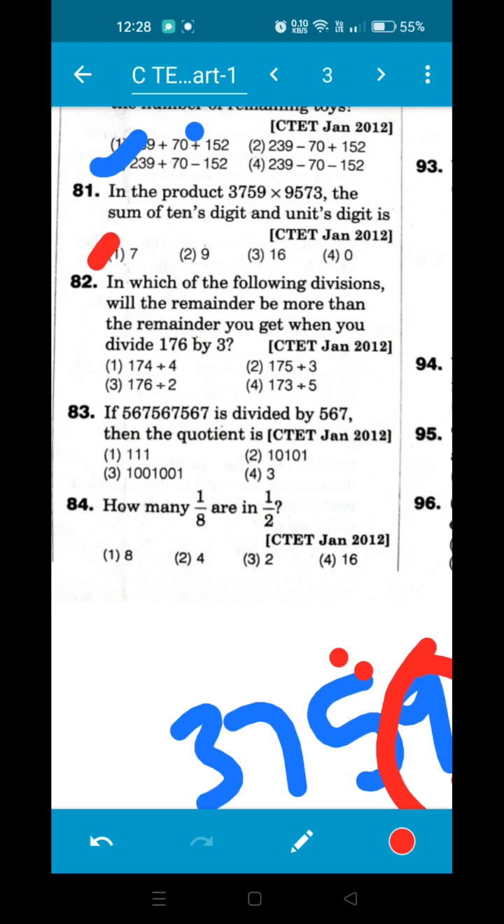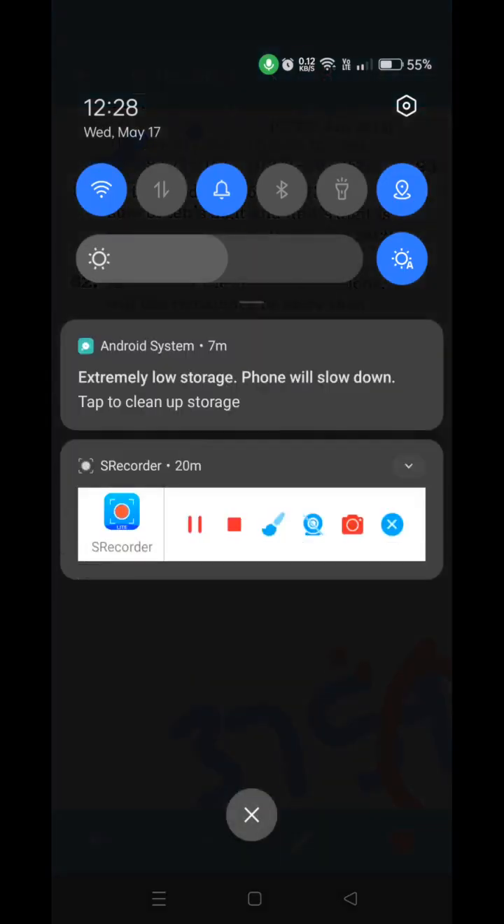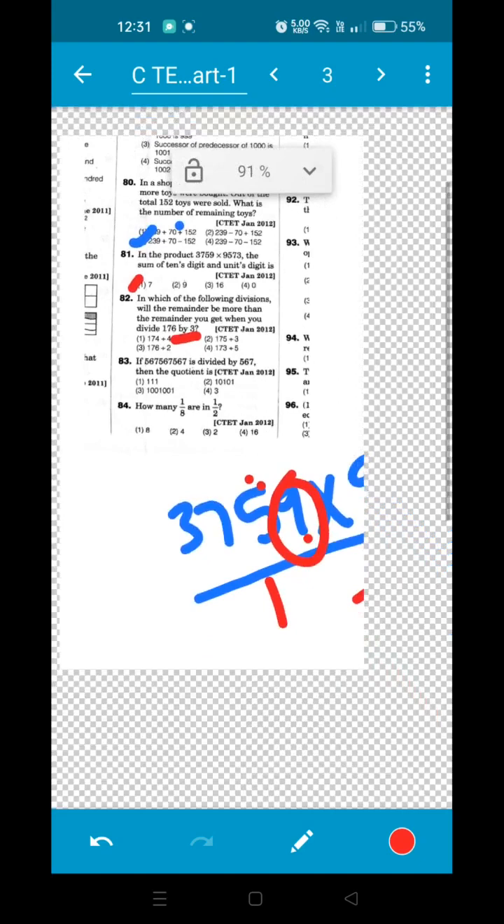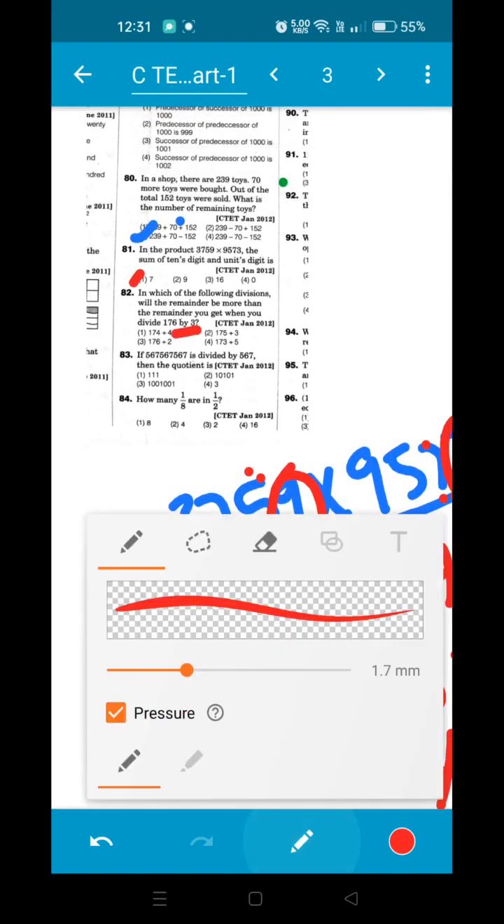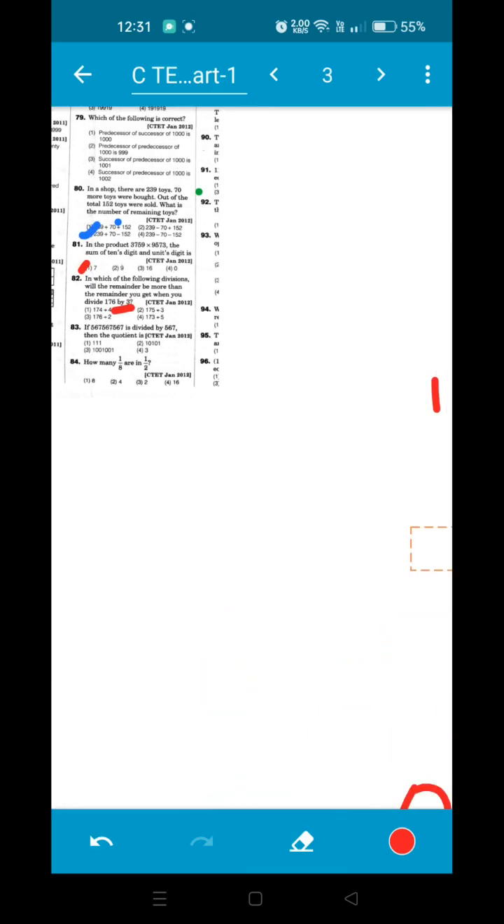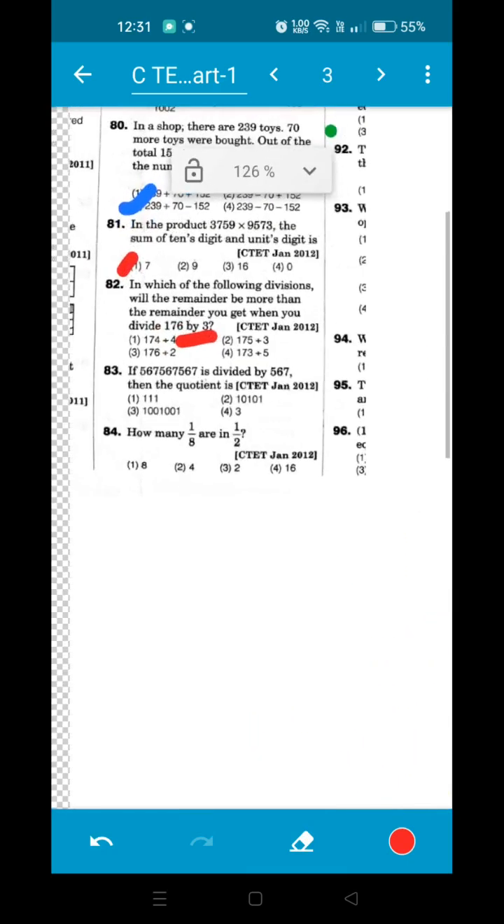Remainder be more than the remainder you get when you divide 176 by 3. First you have to divide these 176 by 3. Now let us discuss question number 82. So 82 we have to verify. For that we need to do the division first. 176 you have to divide by 3. You will get the remainder.